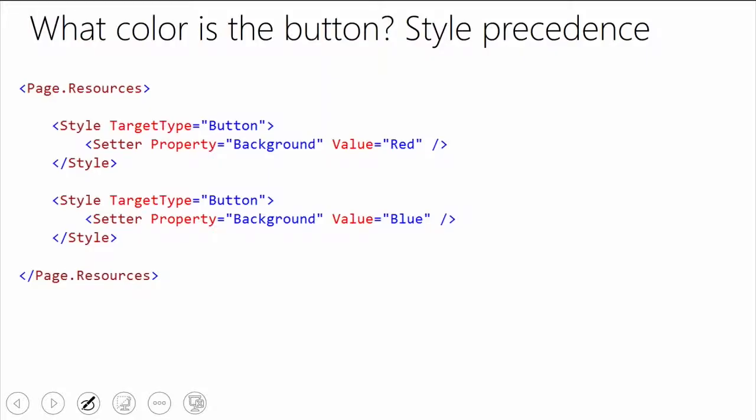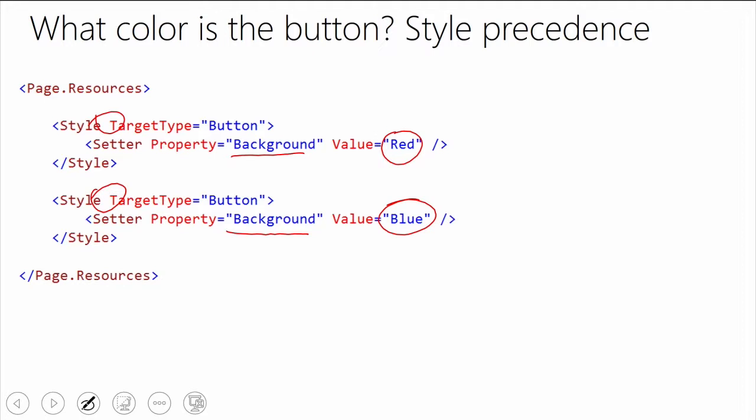What color is the button on style precedence here? Now, this is really interesting. What if we have two implicit styles on the same page? You see there's no key for either of these. Each one of them sets the exact same property. One is red, one is blue. Which one of those wins? And this is not a trick question because it does compile. It does compile properly, that's right.